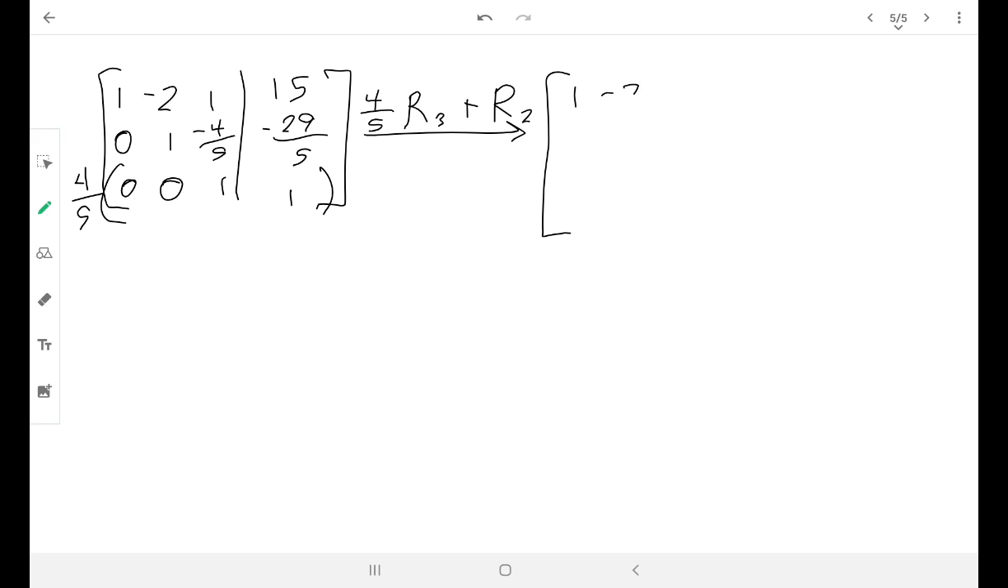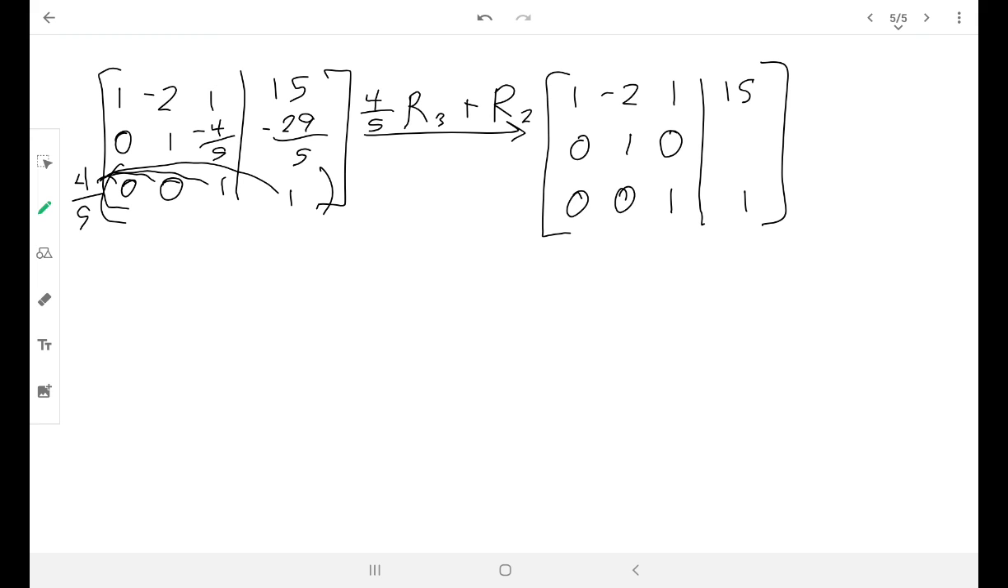So my first row doesn't change. My second row will change. My third row doesn't change. But my second row, I'll do times 0 plus 0 is 0, and times 0 plus 1 is still 1. But now 4/5 times 1 is 4/5, and 4/5 plus negative 4/5 is 0. And then 4/5 times 1 is 4/5, plus negative 29/5 is 4 plus negative 29.